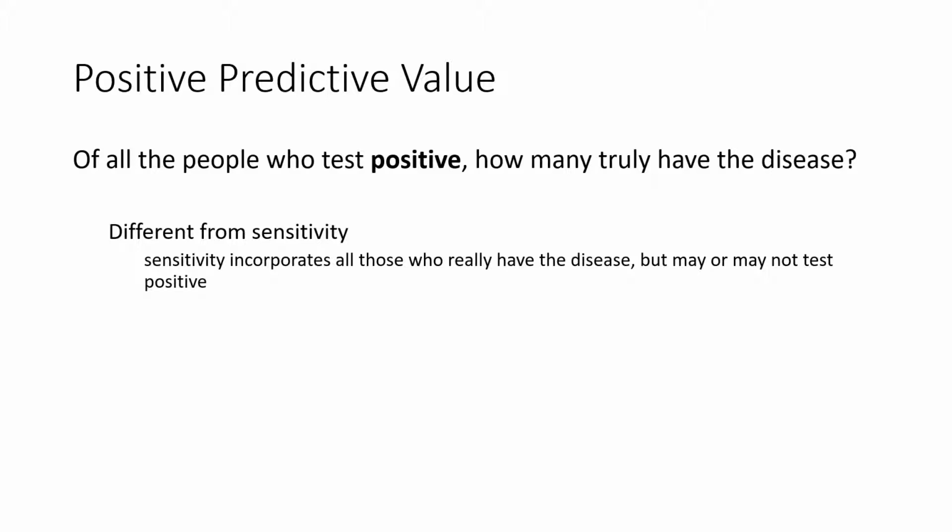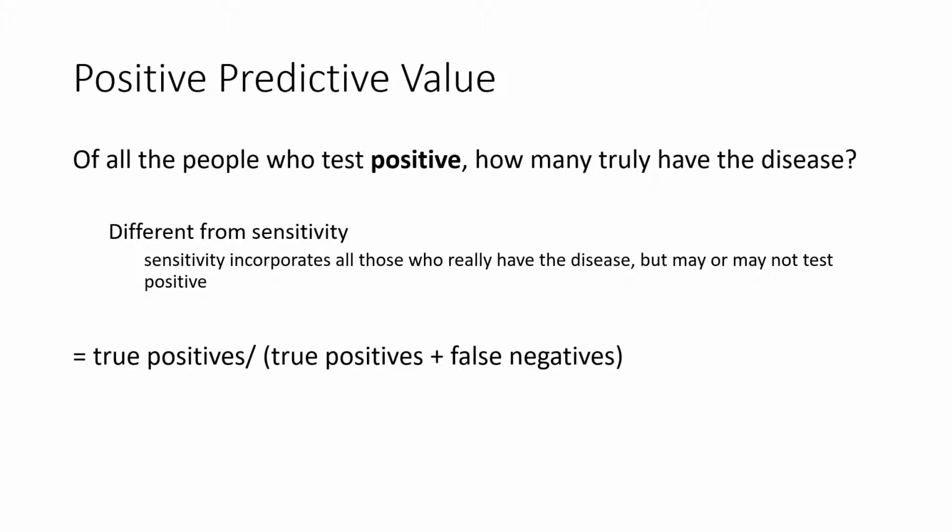So now let's move on to something called the predictive values. So let's talk about the positive predictive value. Of all the people who test positive, how many truly have the disease? This is different from sensitivity because sensitivity incorporates all those who really have the disease, but may not test positive. Now we're looking at the people who test positive, how many truly have the disease? So the equation is true positives divided by true positives plus false negatives. And as we'll see in a bit, the predictive values can be affected by prevalence in the population.